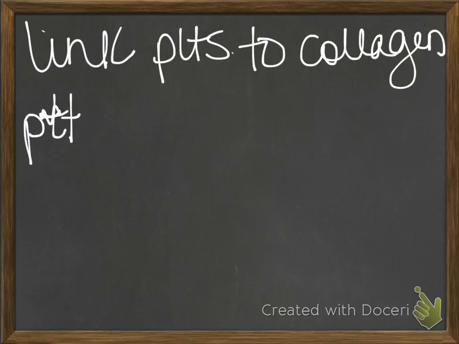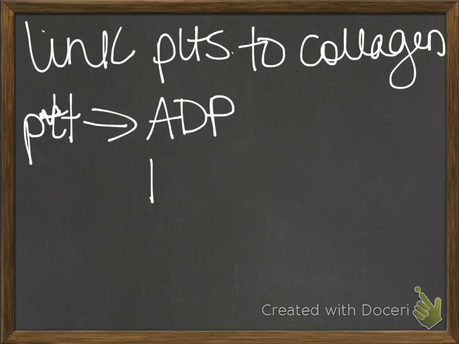Alright. Now platelets also secrete two other substances. They secrete ADP, or adenosine diphosphate, and also something called TXA, which is a prostaglandin. Alright, and those are going to come in handy here shortly.